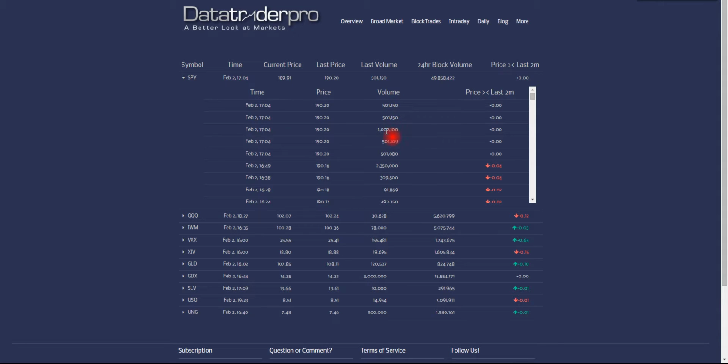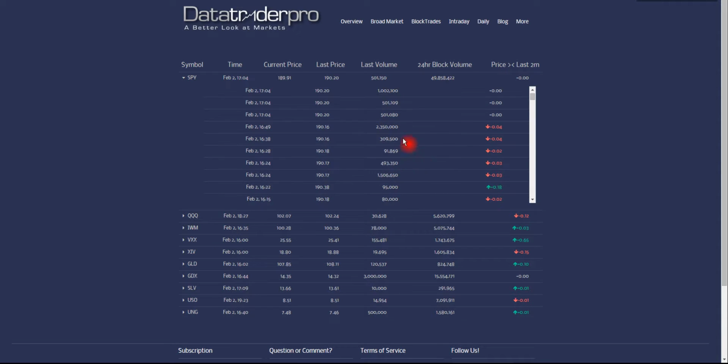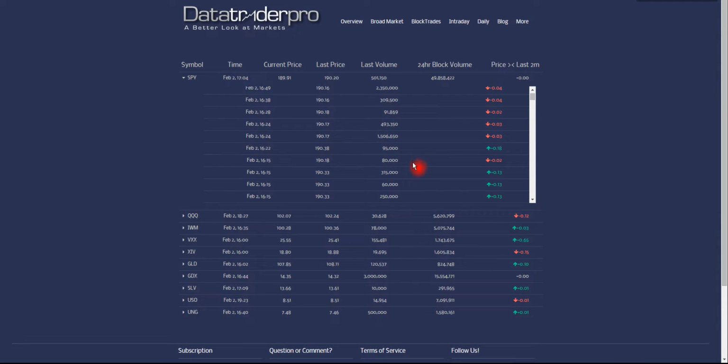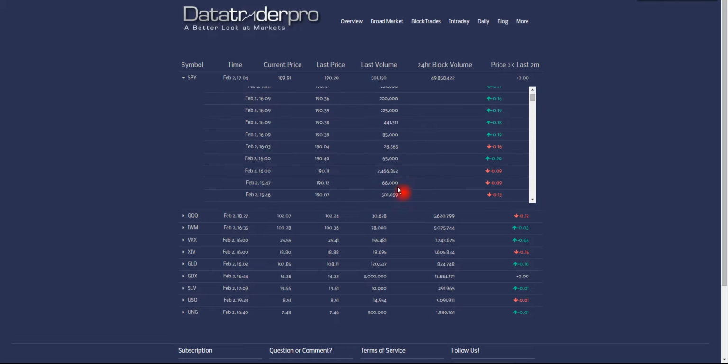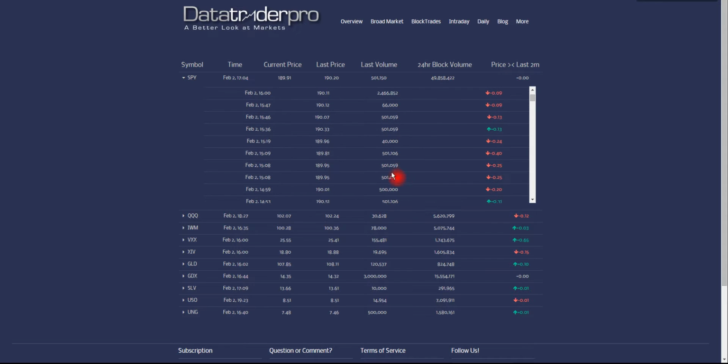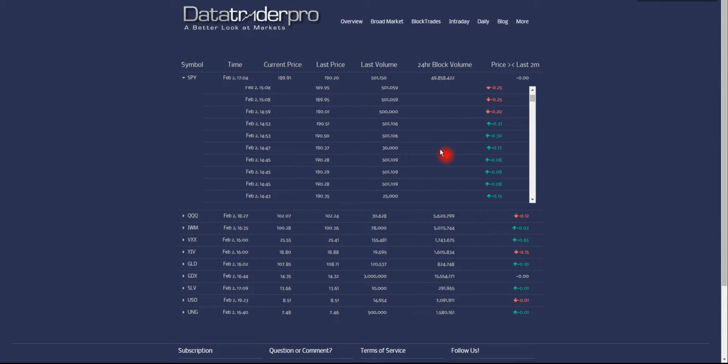501, 501, 1,000,002, which is 501 times 2, 501, 501, a large order here, and then lots more around 500. I think there's more 501s down here. That was the theme of the day. We'll call him Levi 501 because he trades in 501,000 share tranches, and he was very active today.